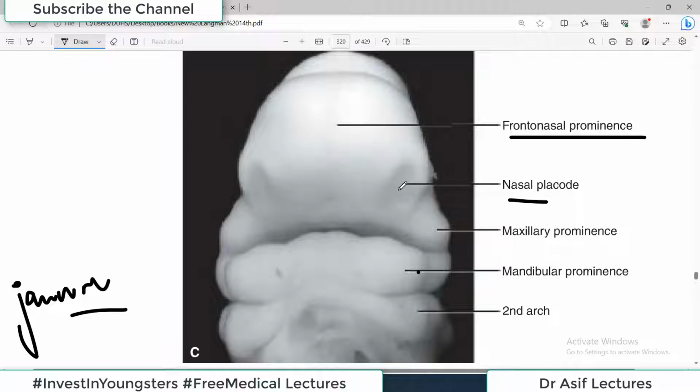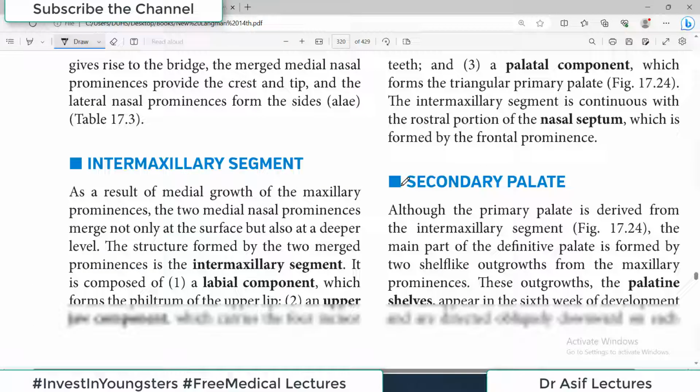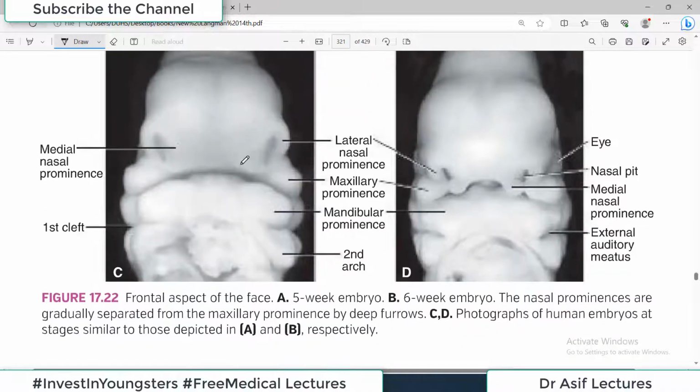इसमें invagination होगी तो यहाँ पे एक groove बनेगा. Let me find a diagram for you. This one, this is a good diagram. You see this was the nasal placode. अब उसमें invagination हुई और ये और clear है, एक सुराख बन गया.